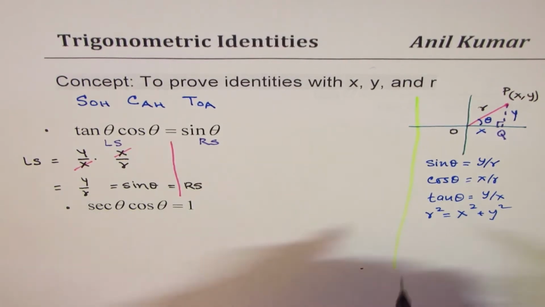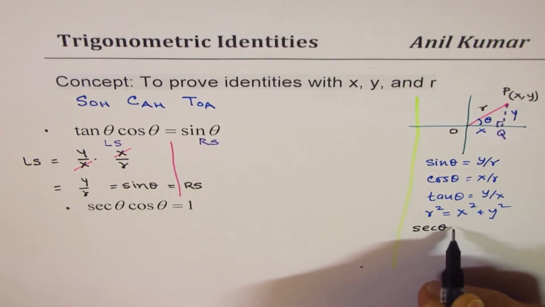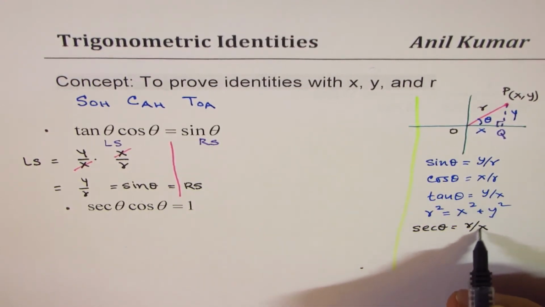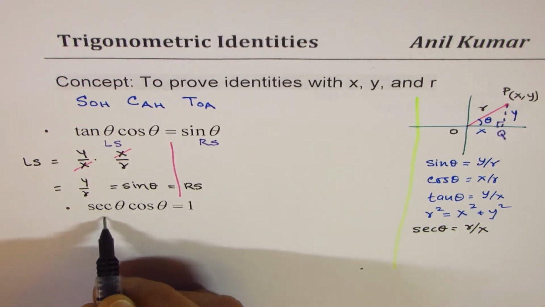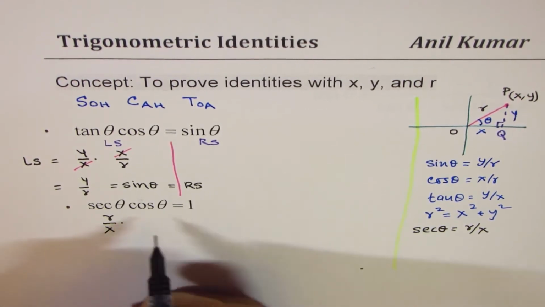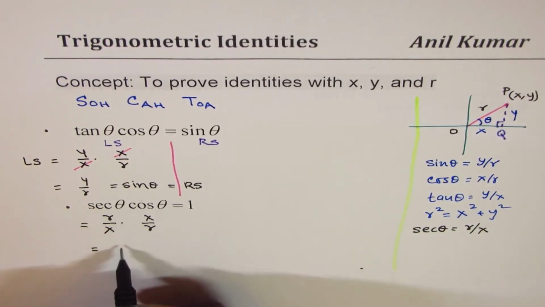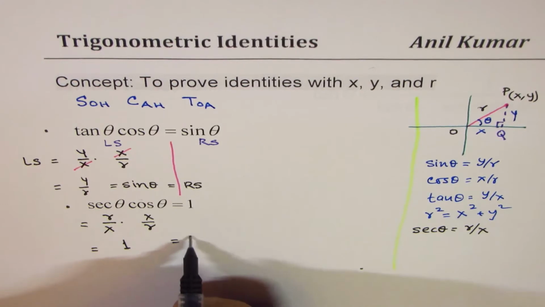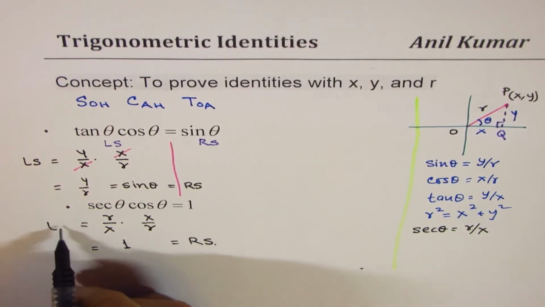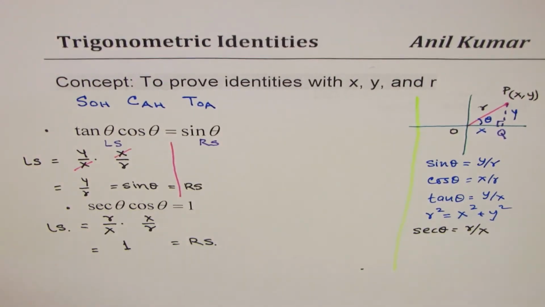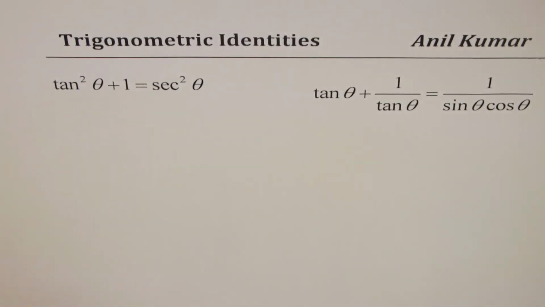Secant theta, so what is secant theta? Secant theta is the reciprocal of cos, so we'll flip this. It'll be r over x. Is that okay? So I'll replace secant theta with r over x, and cos theta is x over r. And of course, when you multiply, both get cancelled, so we get 1, which is the same as the right-hand side. So we have again shown that the left side equals the right side, and therefore this identity is also proved, right? Let me take two more examples to elaborate on this.